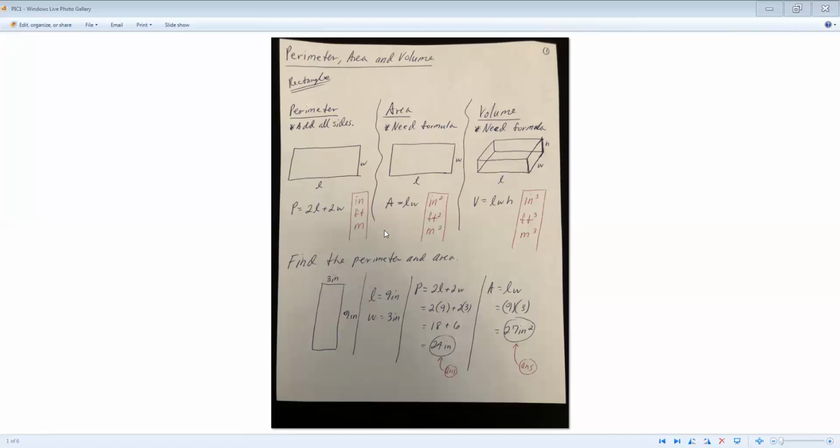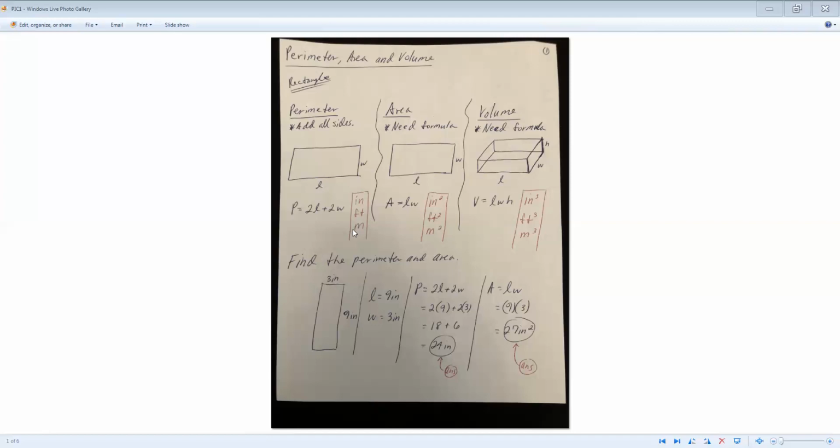Then as far as after your calculation, the measurement in perimeter will be its regular measurement. So if you're in inches, once you finish calculating, you'll stay in inches. But when you finish calculating your area, you will have squared inches. When you finish calculating your volume, it will be cubic inches or inches cubed.